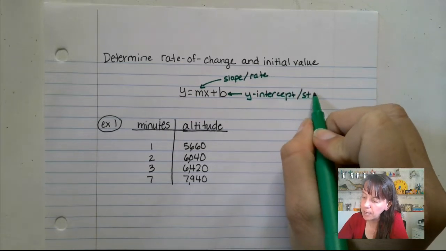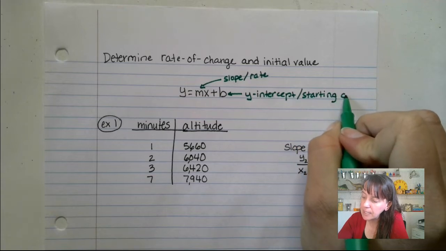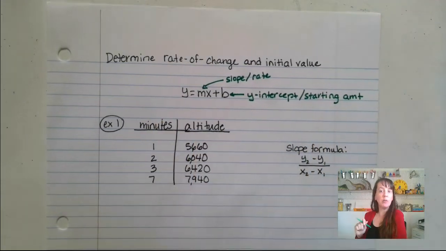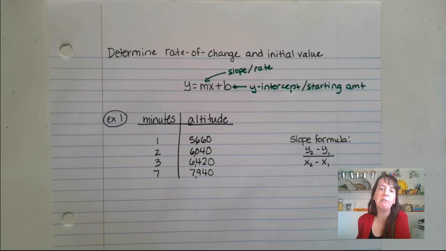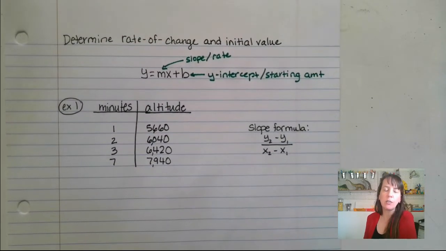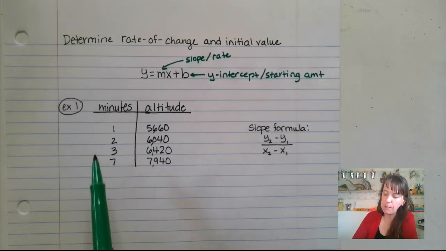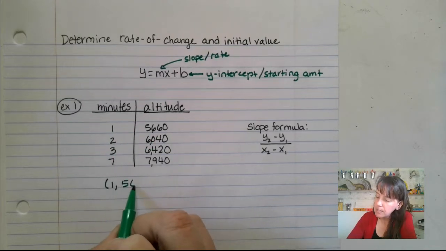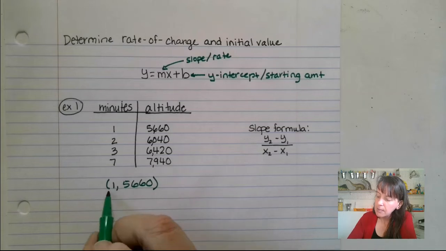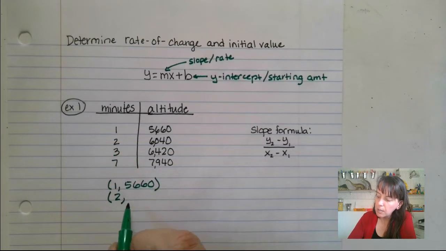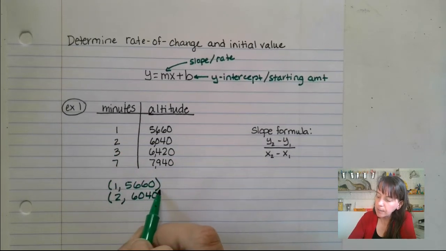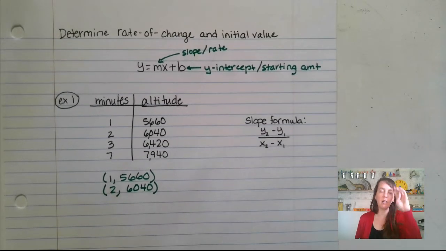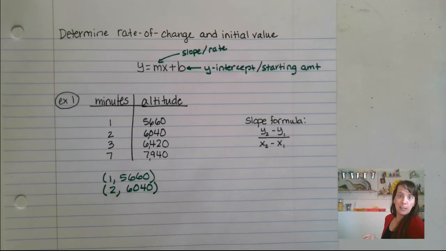Y-intercept or starting amount. Okay, the very first thing that I like to do when I am given a table in order, or even a graph, in order to find the formula or the equation is start by using my slope formula. You can do this by picking any 2 points from your table. I usually just grab the first two, so 1, 5,660, and 2, 6,040. All right, so I have 2 points. They just have to be anywhere on your table. Just don't mix and match. You can't do that part.